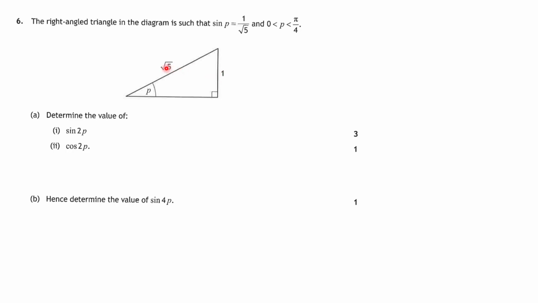When you square a square root you get 5. When you square 1 you get 1. 5 take 1 is 4 and the square root of 4 is 2. So we have all the sides so we can find sine, cosine and tan if we need them. So what do we want? We want sine of 2p.